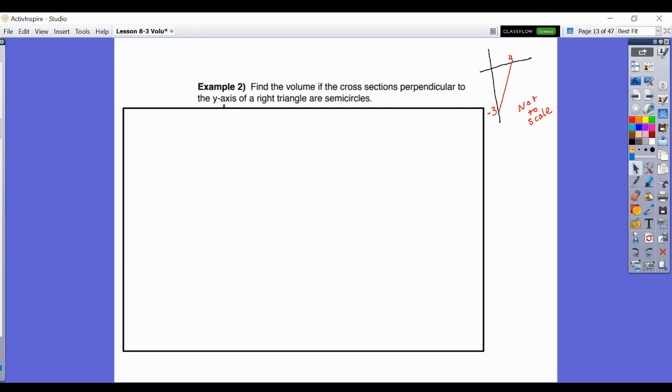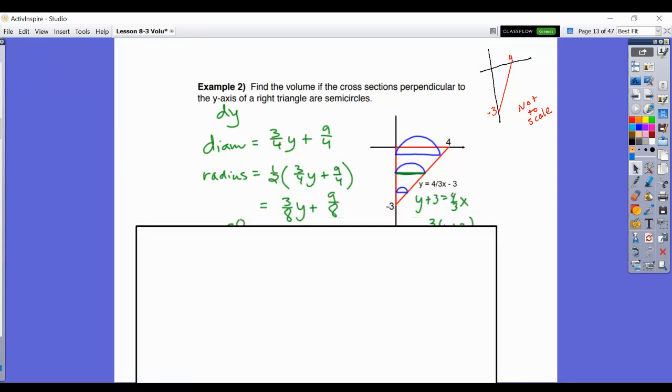All right, so the work has been done for this one. Here's a picture to give you a little visual of those semicircles. We would need to find the equation of this line first so that we know how wide each of these are. So the equation of this line is 4/3 x minus 3.